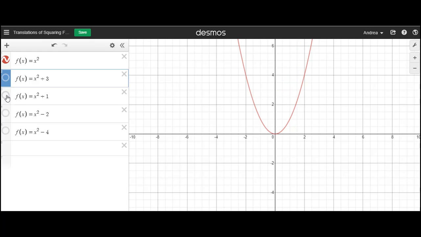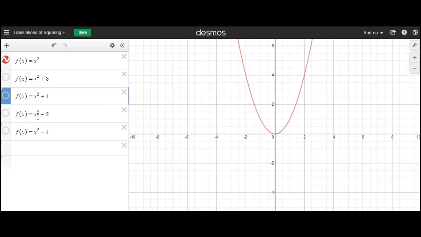Then f of x equals x squared plus 1, what do you think will happen here? When I graph it, notice that it's a parabola, but now my vertex is at the point (0, 1), not (0, 0). My graph goes through the point (1, 2) and (-1, 2), rather than (1, 1) and (-1, 1). So each of the y values on this graph is 1 more than the y value on the original graph.